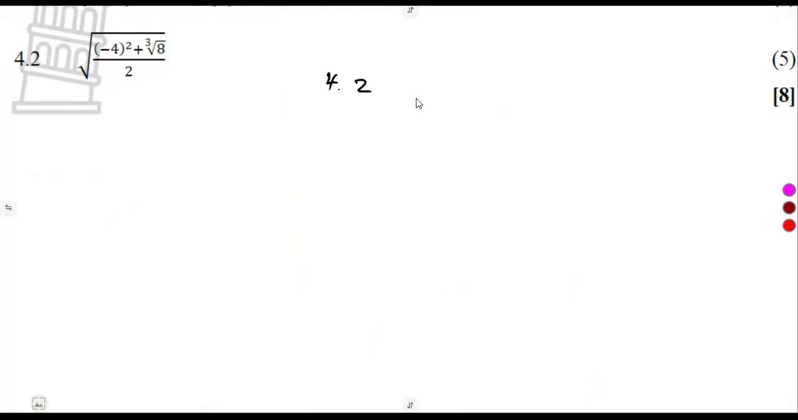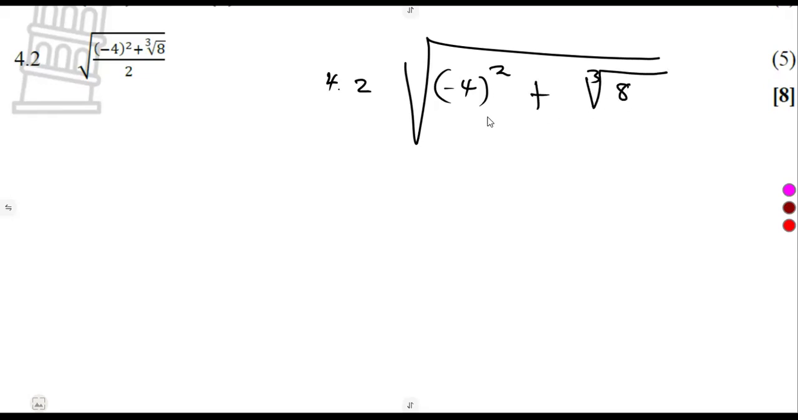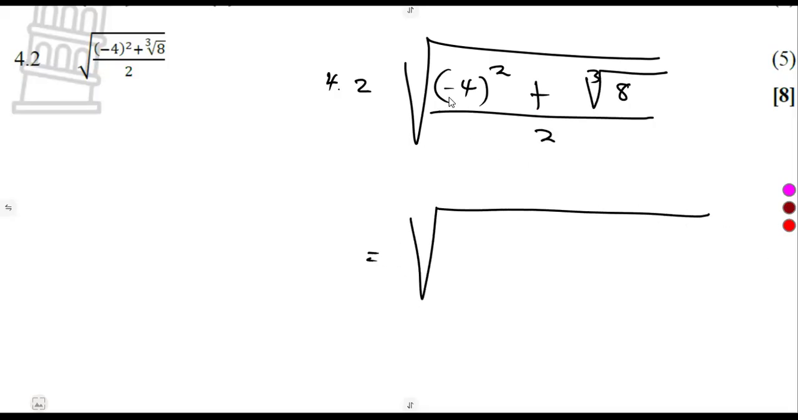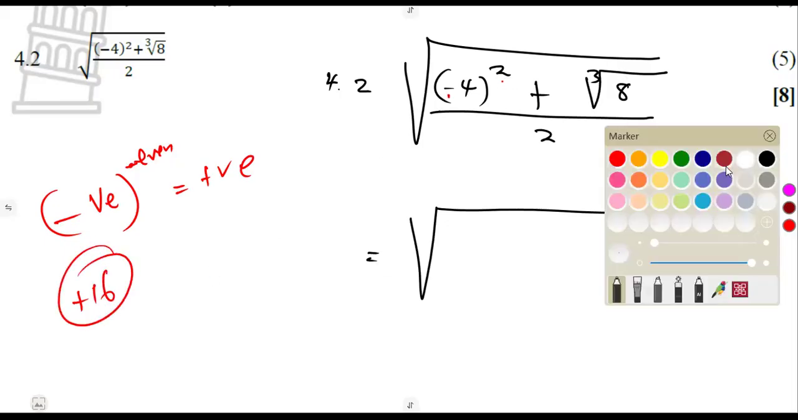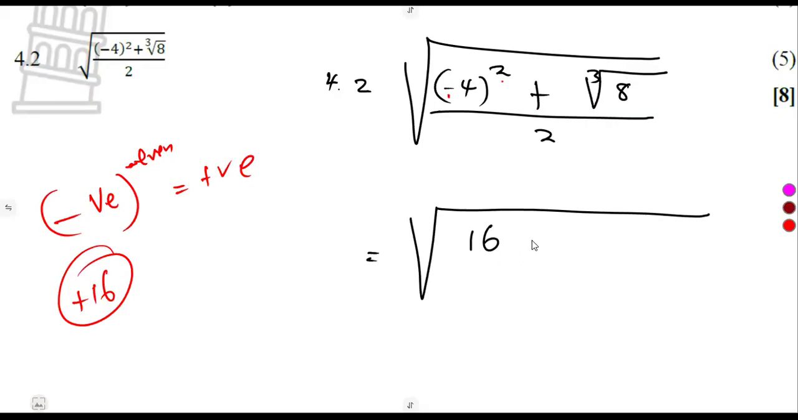All right, 4.2, we are given the square root of minus 4 raised to the exponent of 2, plus the cube root of 8, everything over 2. We can simplify: minus raised to an even power, I told you guys, must change to a positive. So minus 4 to the exponent of 2 must be positive. Then 4 raised to the exponent of 2 is 16. So we're going to have a positive 16 plus, we do understand, guys, the cube root of 8 is what?